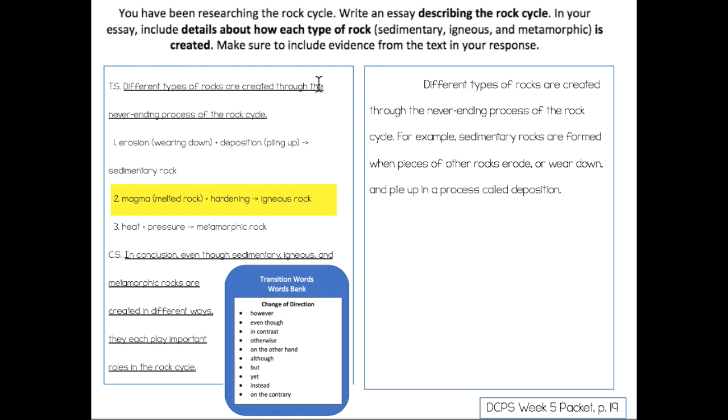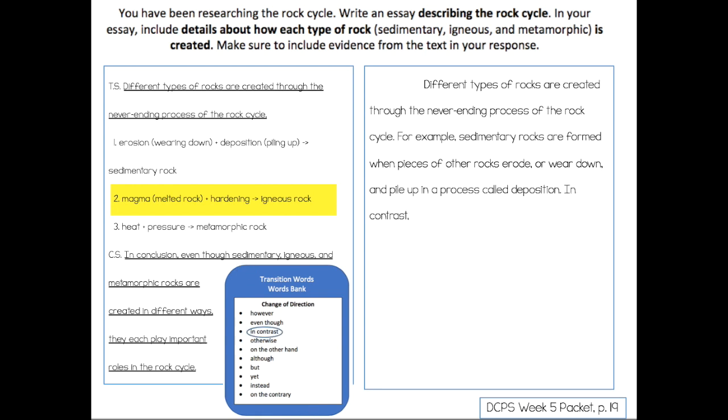We know our second detail here is about the formation of igneous rock. So from detail 1 to detail 2, we are transitioning from talking about the formation of sedimentary rock to the formation of igneous rock. Is that a change in direction? Are we talking about something new? Yes, we are. We're transitioning our reader from learning about one type of rock to another. So we can use our word bank as a resource here.